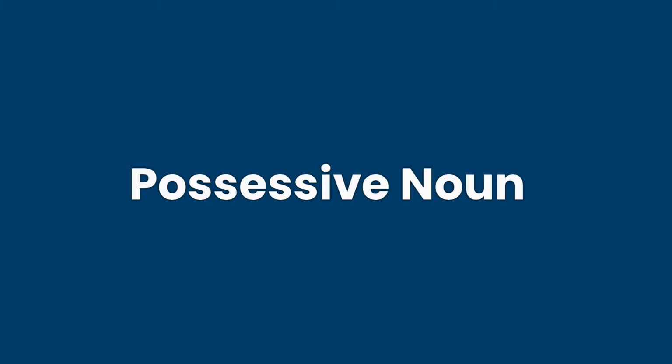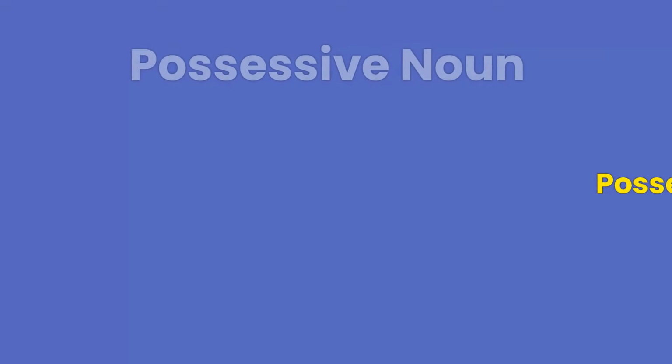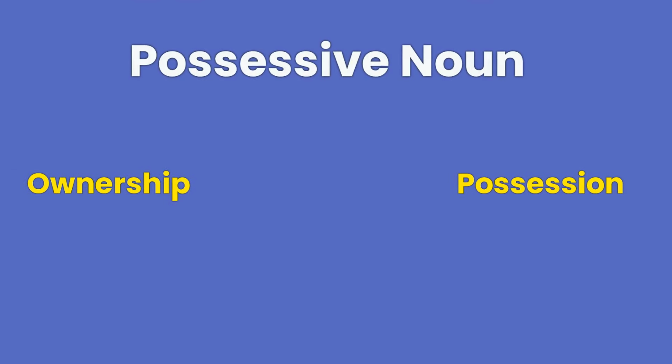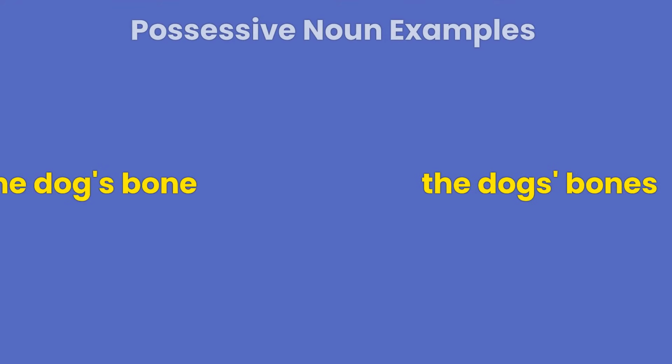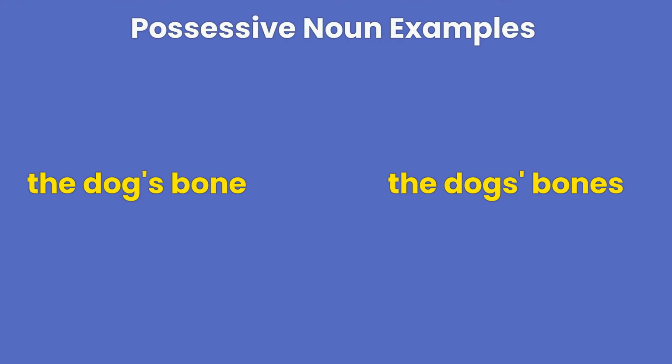Possessive nouns are the last type of nouns. They indicate ownership or possession. To form the possessive of most singular nouns, add an apostrophe followed by an s. For example, the dog's bone indicates that the bone belongs to the dog. For plural nouns, add only an apostrophe at the end of the word. For instance, the dogs' bones indicates that the bones belong to multiple dogs.